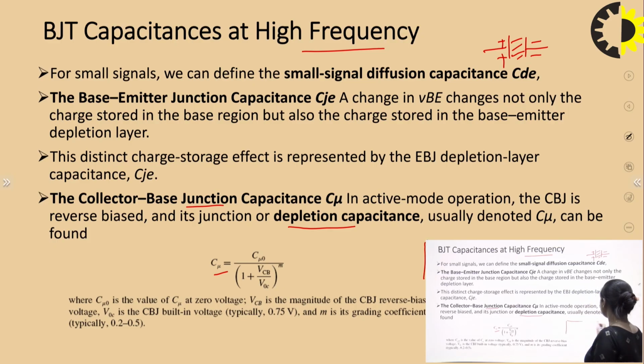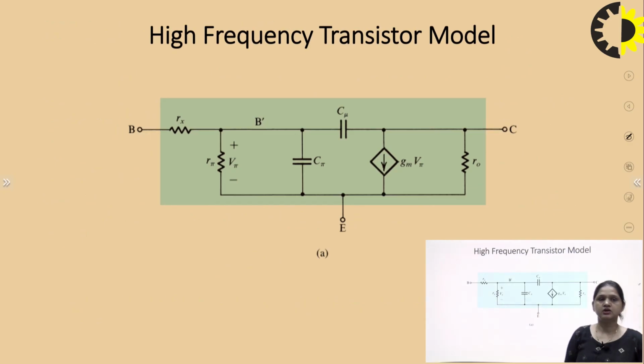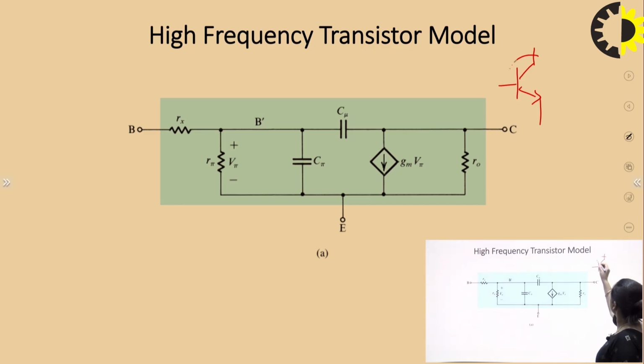You can understand this with this diagram, N, P, N. One capacitance is due to this depletion layer, and the second one is due to this depletion layer. So basically there are two capacitances which we have to include in the high frequency model. These are known as the internal capacitances. So let's see the high frequency model of the transistor. This is the model for it.